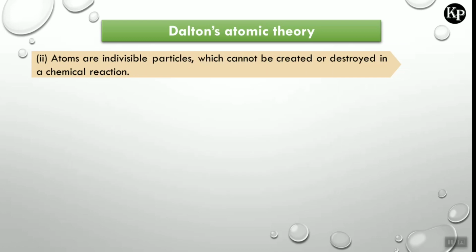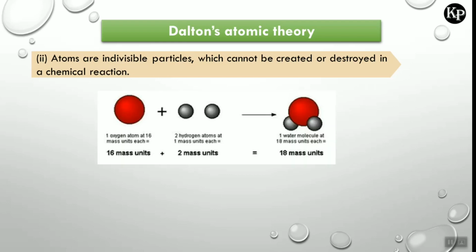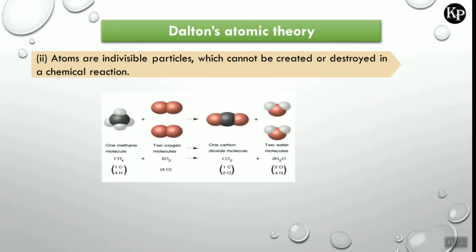Atoms are indivisible particles which cannot be created or destroyed in a chemical reaction. You can see this chemical reaction. In this chemical reaction, one oxygen atom reacts with two hydrogen atoms and forms a water molecule. In this reaction, there is no destruction or loss of any atom. That's why we cannot destroy as well as we cannot create atoms.